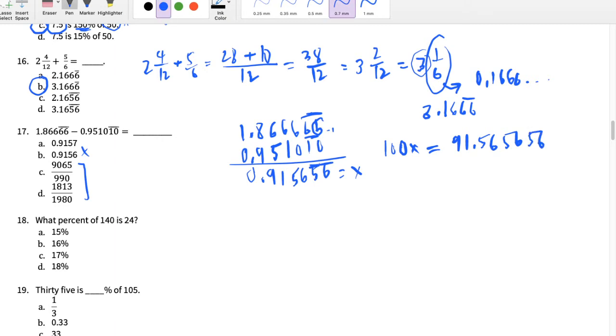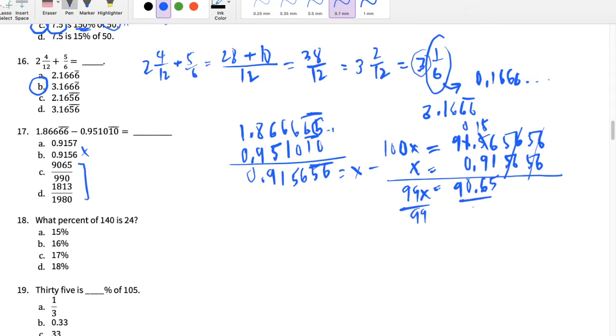Okay? X is equal to 0.915656. Okay. 6 minus 1, that's equal to 5. This becomes 15. 15 minus 9, that's equal to 6. 0, 9. Don't forget your decimal point, okay? How about here? 100x minus x, that's equal to 99x. Divide both sides by 99. Okay, this will just cancel. X is equal to just 1.